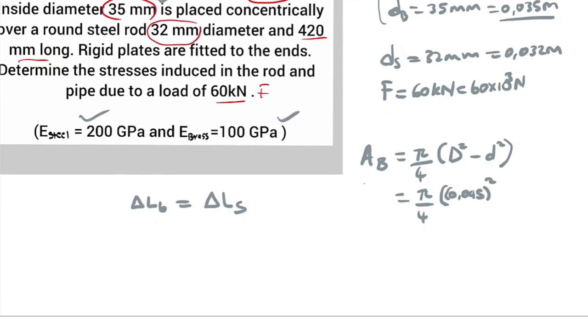Then here we put squared, minus 0.035 squared. It's going to give you 6.28 times 10 to the exponent negative 4 meter squared. That's the area for the brass.